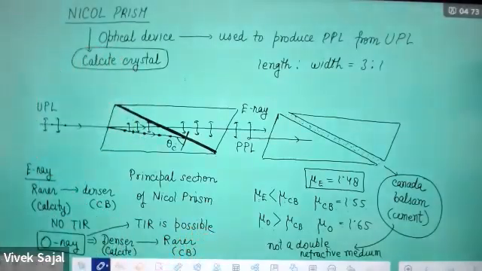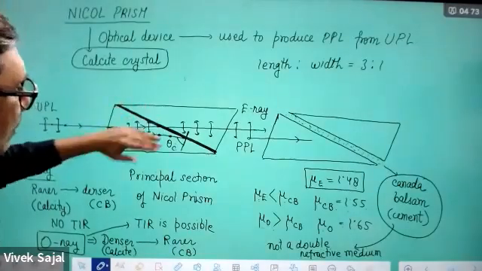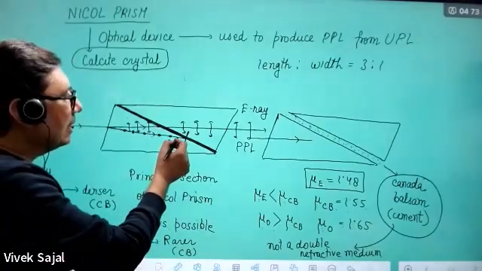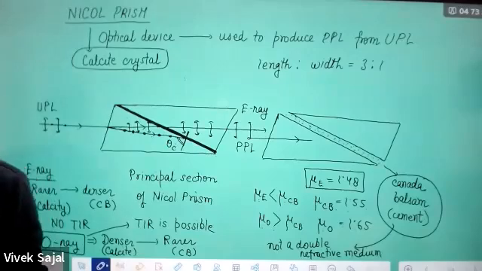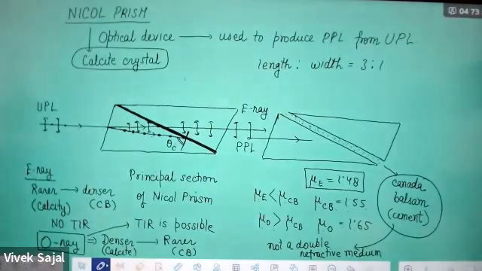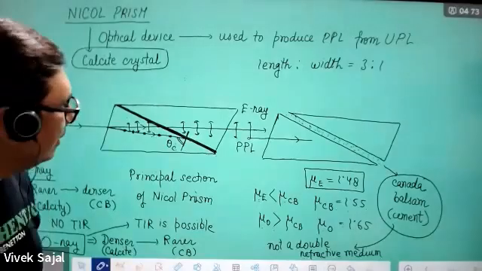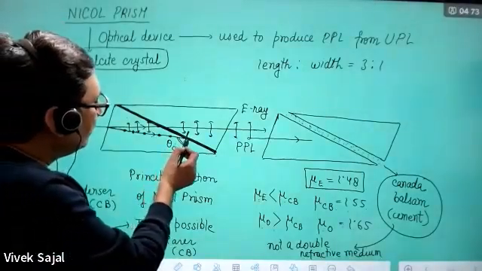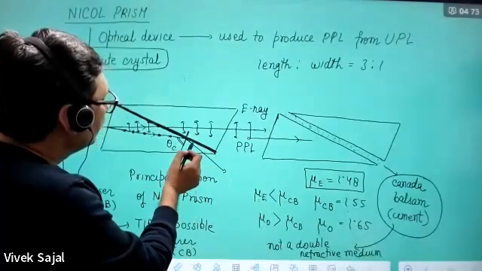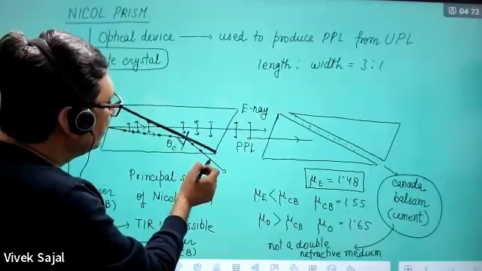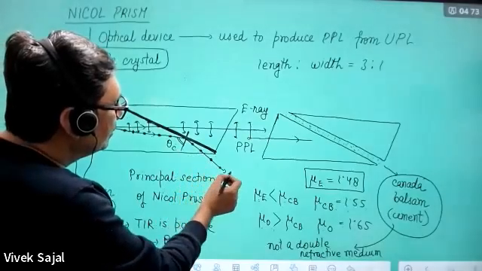This is possible because we are launching this light parallel to the base. So try to understand, this angle will be sufficiently large as compared to this theta c. So this theta will come out to be greater than theta c. So what will happen here? Light will undergo TIR. So it will move like this. It will undergo TIR, and this is ordinary light.